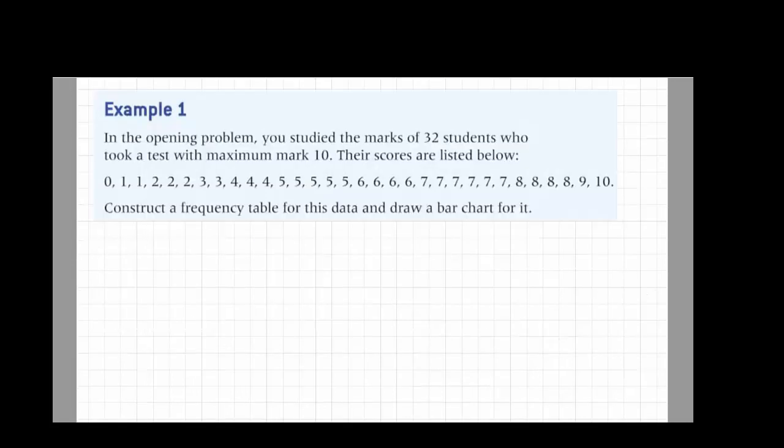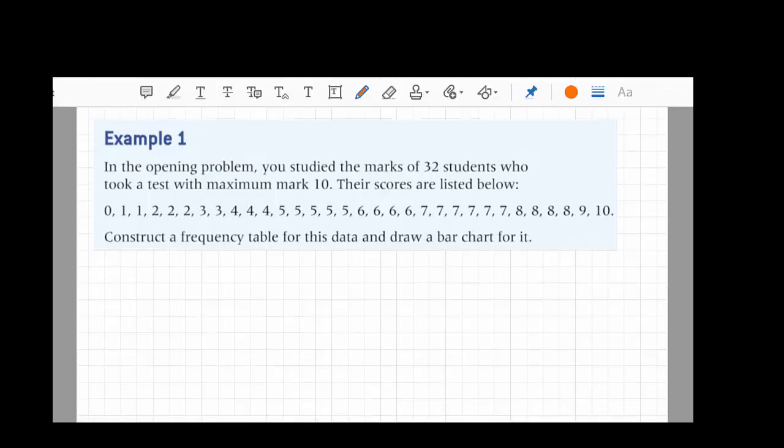So we have two examples that we are going to be doing. This is the first one, example 1. In the opening problem, ignore that part, not relevant, you studied the marks of 32 students who took a test with a maximum mark of 10. Their scores are listed below. There are the scores, not going to read them out, there's a few too many. And we're going to construct a frequency table for this data and then draw a bar chart.